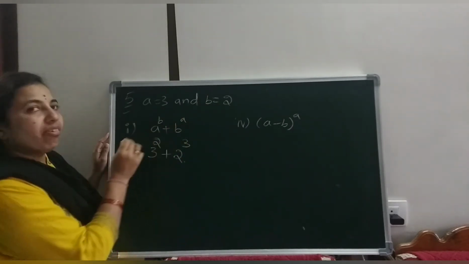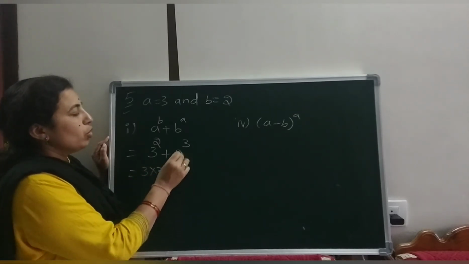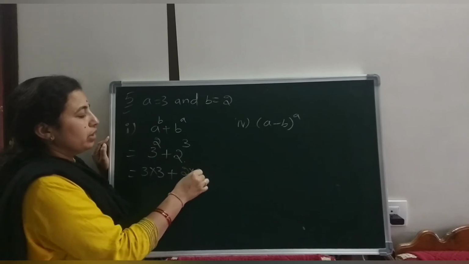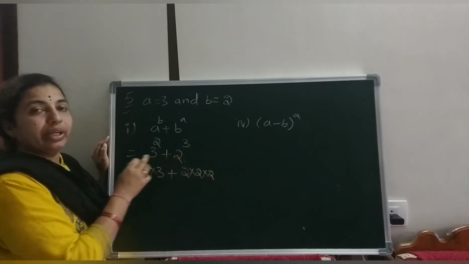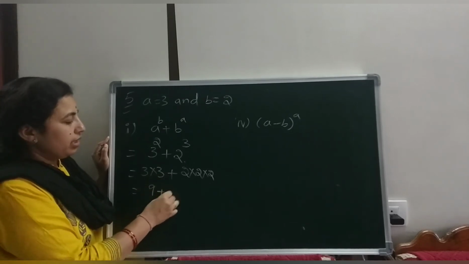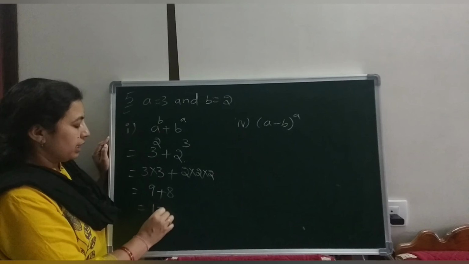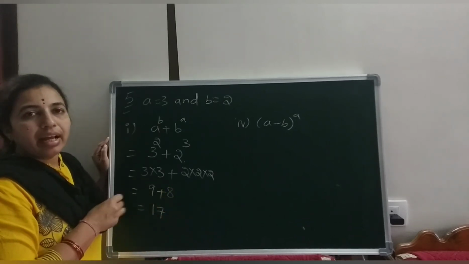Now 3 square means 3 into 3. 2 cube means 2 into 2 into 2. 2 is multiplied 3 times. Now 3 threes are 9. 2 twos are 4, 4 twos are 8. So 9 plus 8, 17 is the answer.